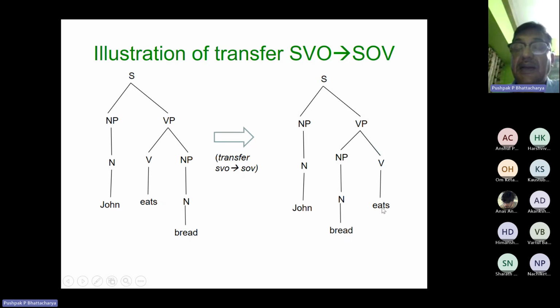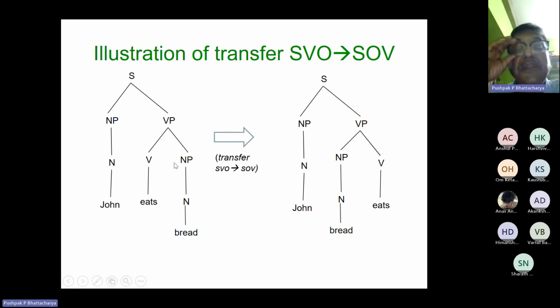John roti khata hai. So this can be achieved by taking the verb phrase in the sentence and interchanging the positions of V and NP. So that will take care of the syntactic order of the target language sentence. John bread eats. Now you do the word substitution. John, bread roti, eats khata hai, and you obtain the Hindi translation. Now this action of interchanging positions of V and NP is a transfer step.